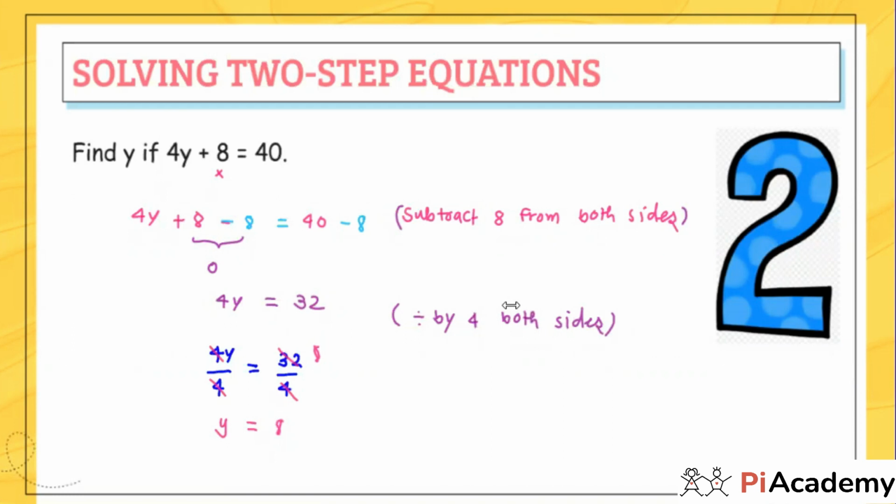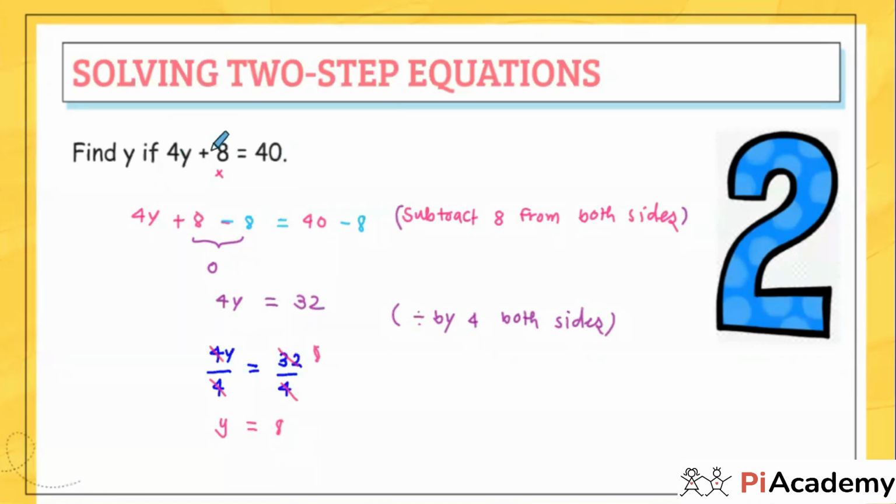I don't really understand how you got 8. Okay, so here as you can see, 4y plus 8 equals 40, right? What don't you want? You don't want 8, right? Because your ultimate goal is to make y alone, right? Then and only then will you get the value of y.